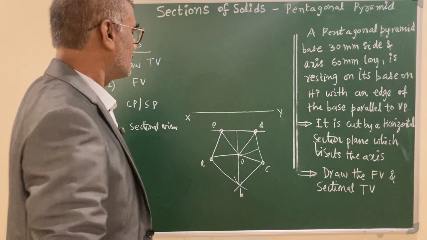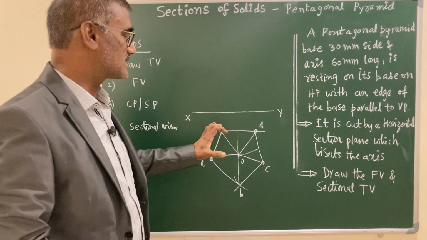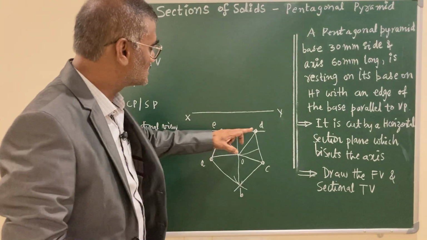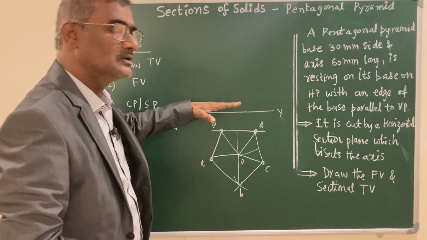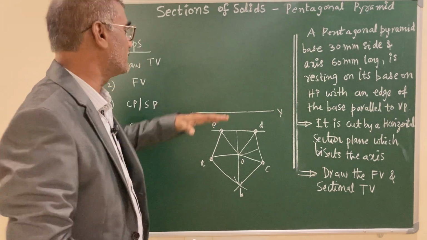Okay. After completing the top view, that is a regular pentagon, keeping one edge parallel. Which edge is parallel? Let us see that DE is parallel to XY, which means parallel to VP.